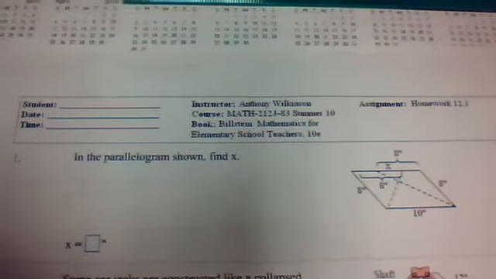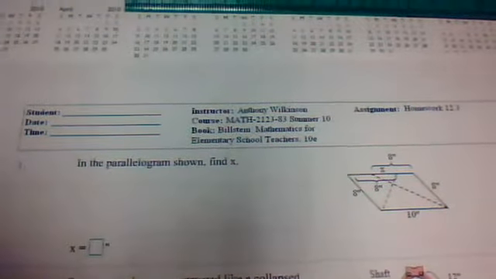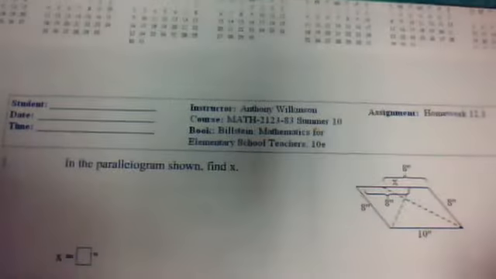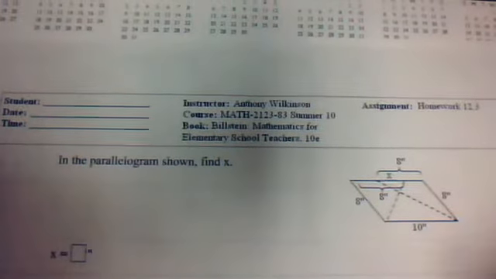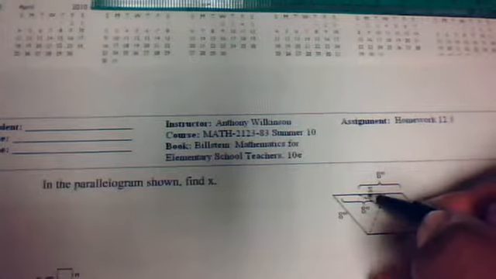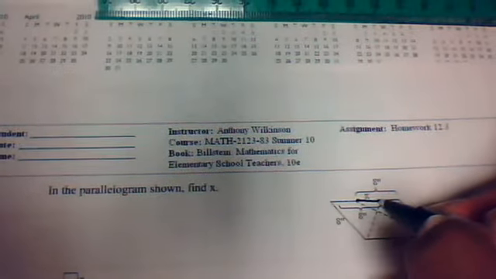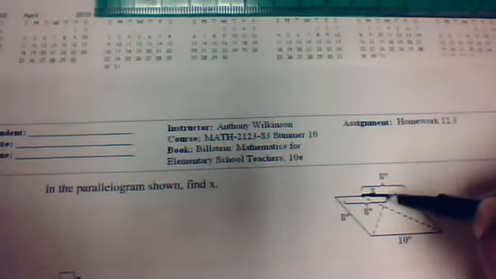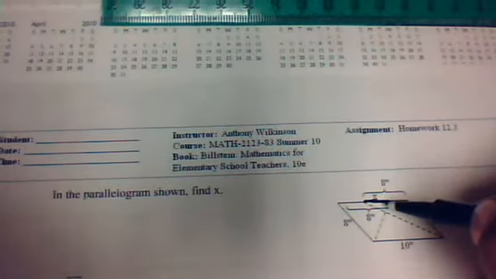Okay, we'll look at some of the homework problems that are in section 12.3, and there's only going to be two problems that we're going to be looking at. One would be a problem similar to this. In the parallelogram shown, find x. In this case, we're trying to find the length of x, which I'm going to mark off right here. That's that length that I've darkened in black.